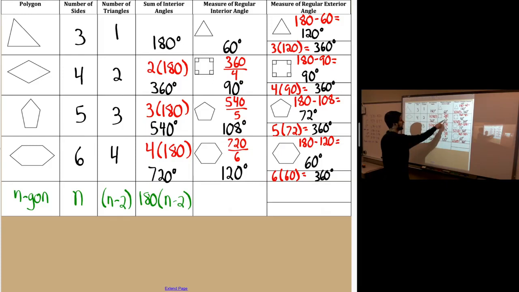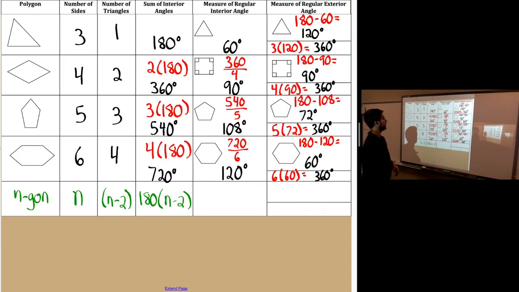We see that 360 comes from the sum of the interior angles. 4 comes from the number of sides. See if that matches for everything else. 540, 5, 720, 6. That seems to be the case.